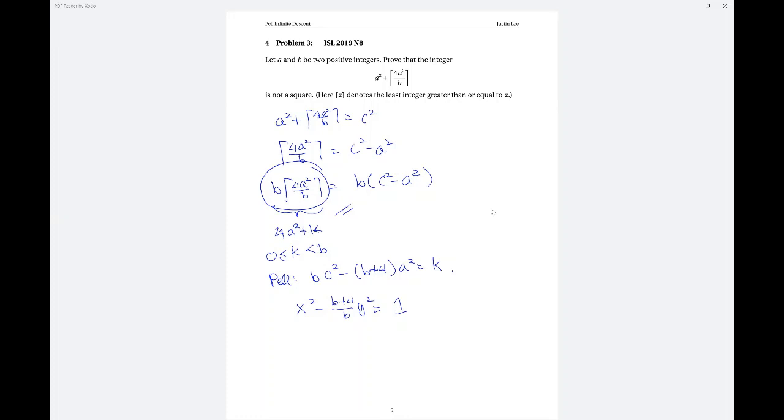Let's try this out. Let's assume b divides y. So take y to be b times y prime. So x squared minus b times (b plus 4) y prime squared equals 1. Is there a solution to this?